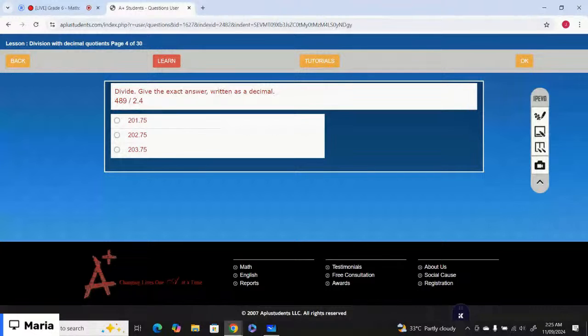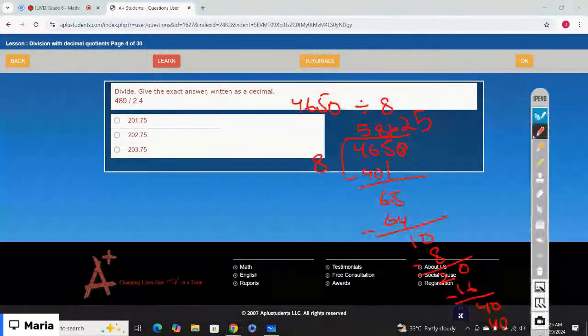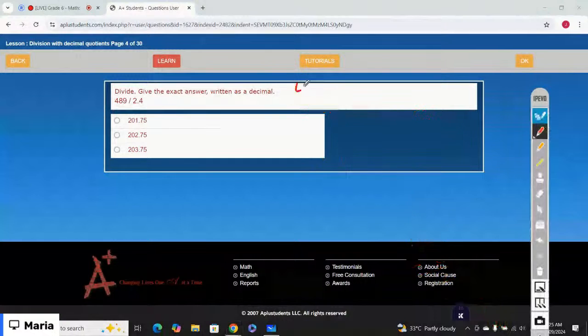The next one is 489 divided by 2.4. So which is the correct option? Let's just divide, right? So you have to move the decimal point one place right for both the divisor and dividend. So let's just do that as 4890 divided by 24, right? Because you have to remove that decimal point. Now let's just divide. 4890 divided by 24. So you can go for 2 times 24, which is 48, right?